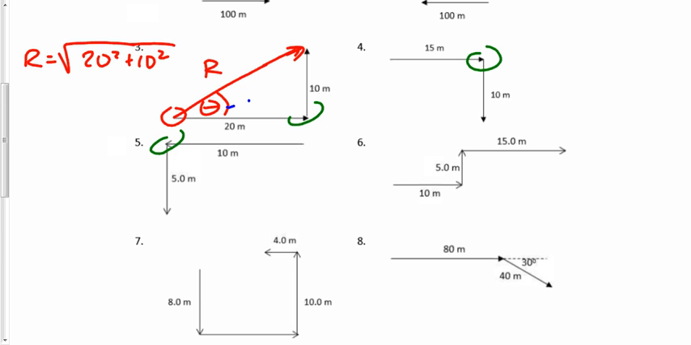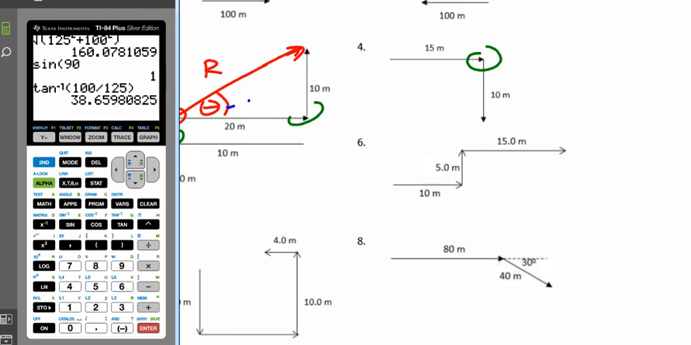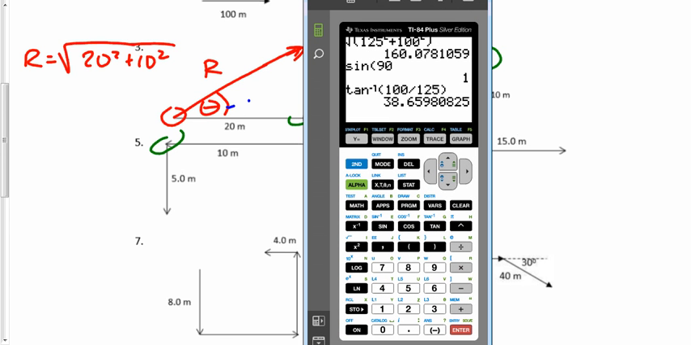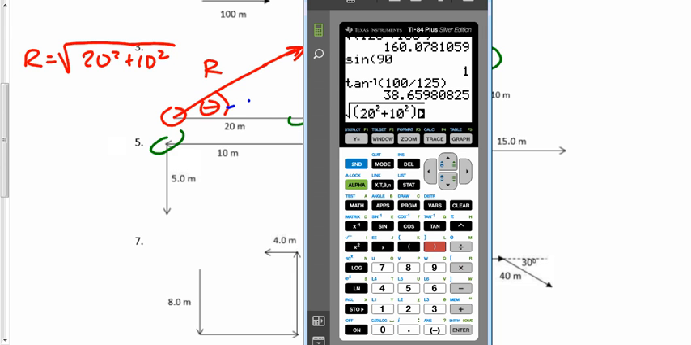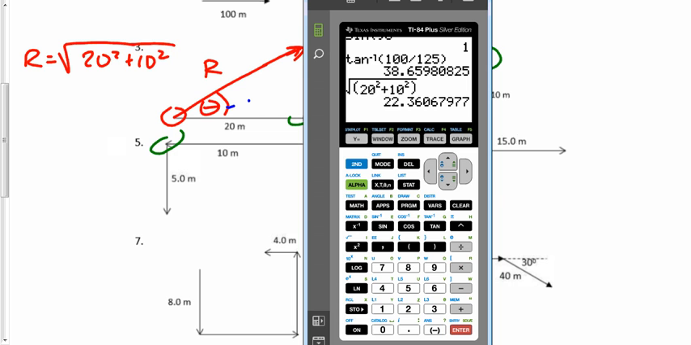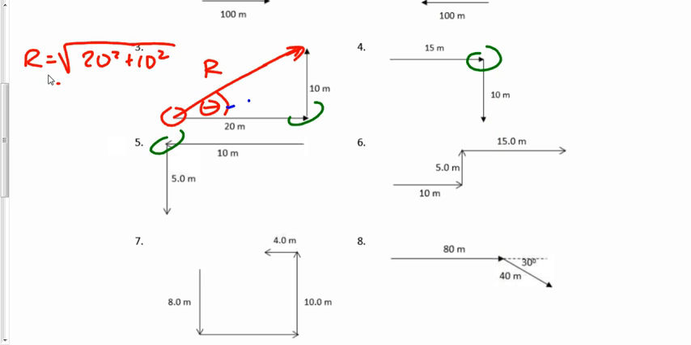Now let's do that on our calculator. Square root of bracket 20 squared plus 10 squared, and that bracket gives me a value of 22.3607 meters. We're going to round that to 2 digits, or 22 meters. So there's the magnitude of my resultant vector.